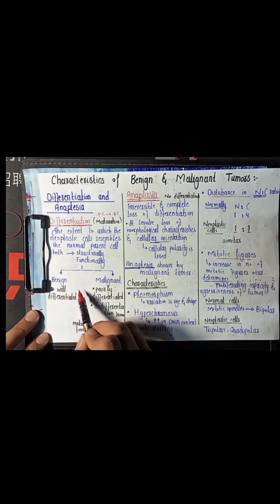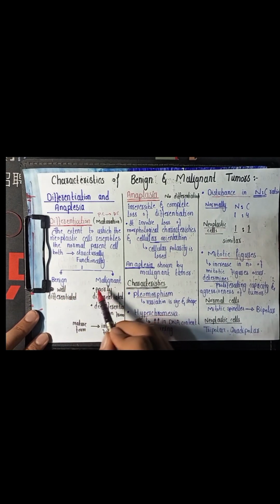And benign tumors are well differentiated, whereas malignant tumors are poorly differentiated, and sometimes malignant tumors show dedifferentiation. Dedifferentiation means the conversion from the mature form to the immature form.